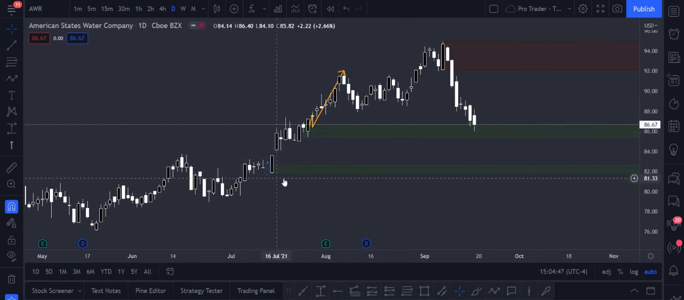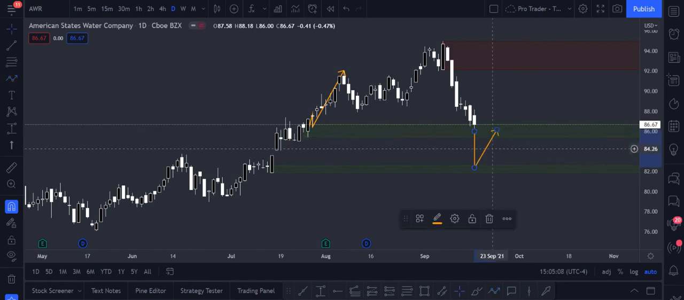Untested fresh zone again simply means that price has yet to come back to it. So what will be our expectation? Because it's a fresh zone, of course we would expect price to come and bounce back out of it on that first touch, because this is a fresh demand zone.